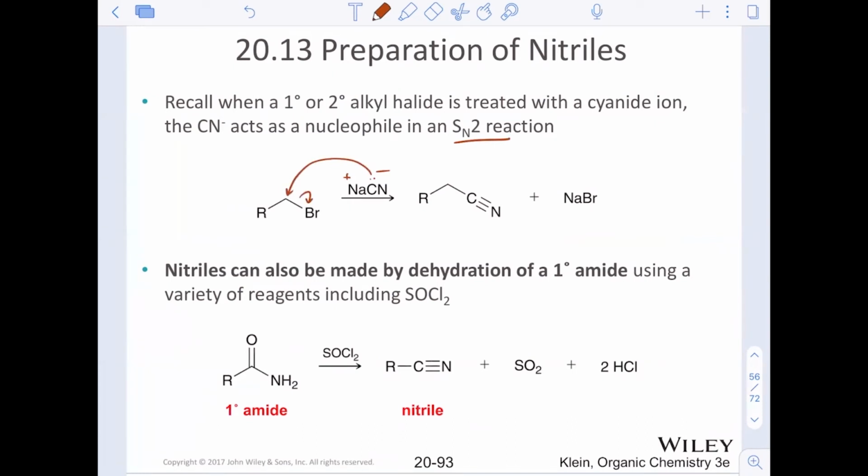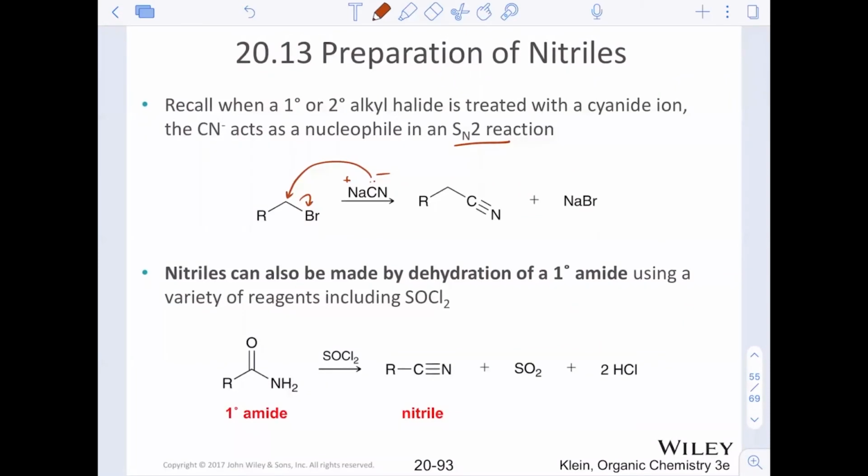Nitriles can also be made by dehydration of the primary amide. The reagent of choice is SOCl2. Thionyl chloride is going to be able to convert that primary amide, right? Primary meaning it has 2 hydrogens, and it needs to have those 2 hydrogens so that it can be deprotonated, so that you make a triple bond. If there are any R groups attached directly to that nitrogen besides the carbonyl, this reaction will not work.